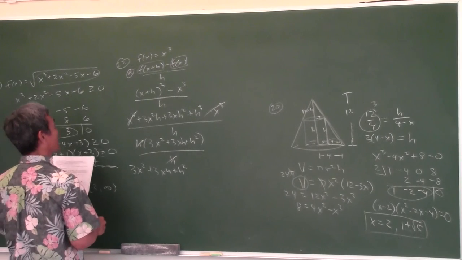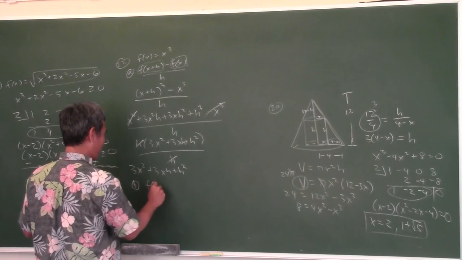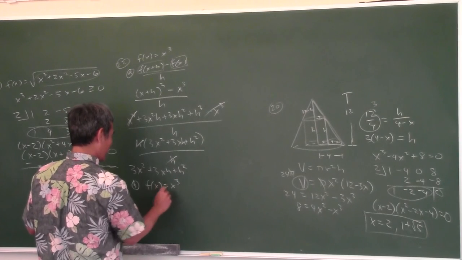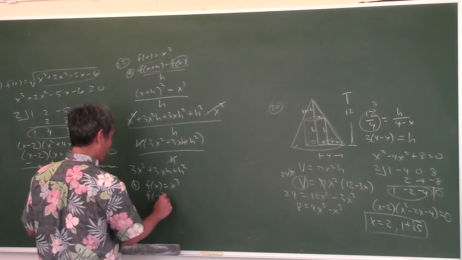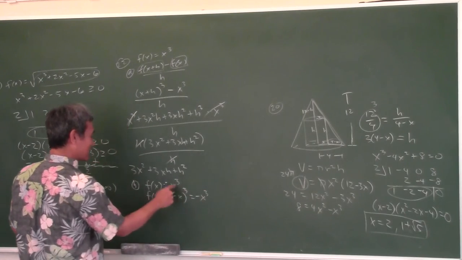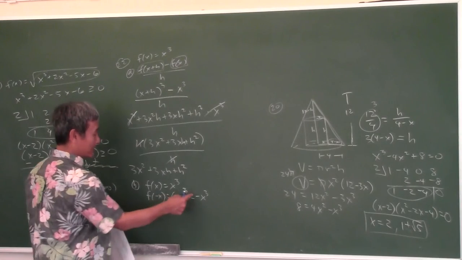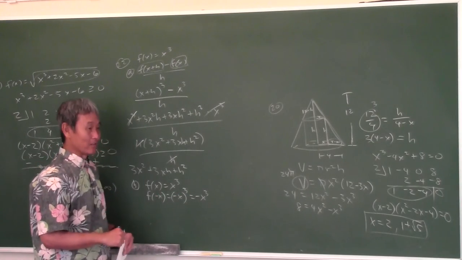Is this function odd or even? Well, how do you determine if a function is odd or even? You plug in negative x for x, simplify it. Is that the same as the original function? No, if it was the same, it would be even. Is it the opposite? Yes, so therefore it's odd.